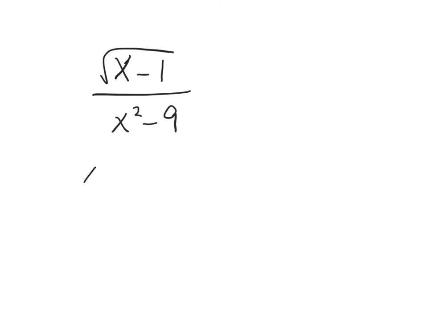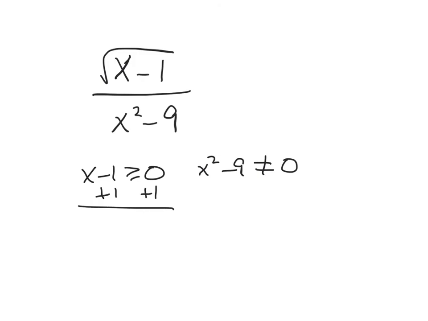All right, so we have x minus 1 under the square root over x squared minus 9. No square root in the bottom this time. So for the numerator, it needs to be positive, greater than or equal to 0. For the denominator, no radical here, so just not equal to 0. So now let's solve them. Add 1. X has to be greater than or equal to 1.